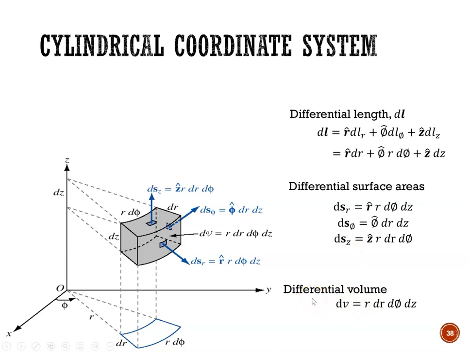Next, you have the differential volume. So for dV in cylindrical coordinate system, this is equal to r dr d phi dz.